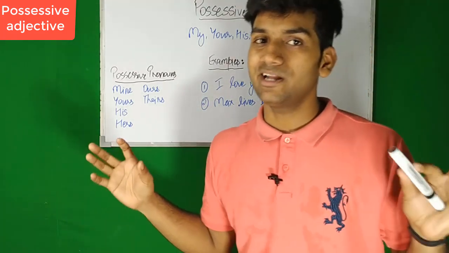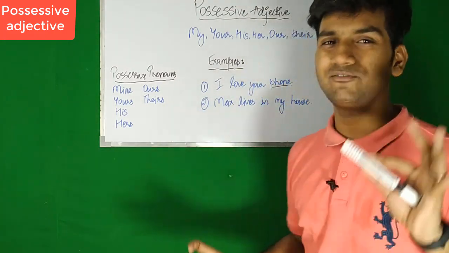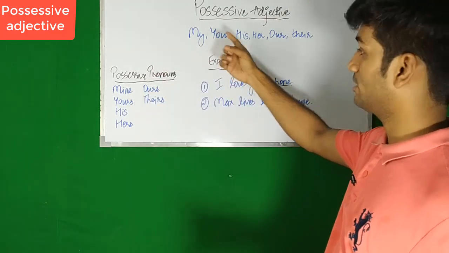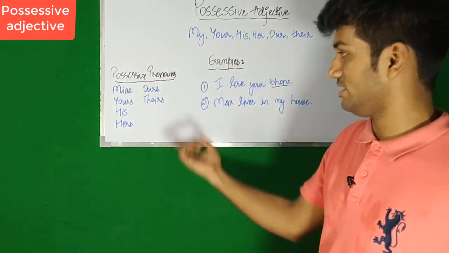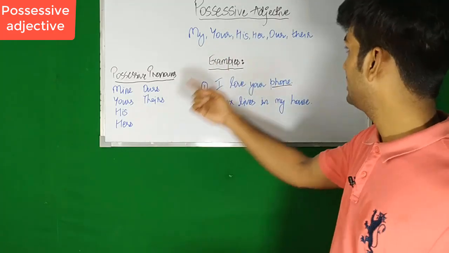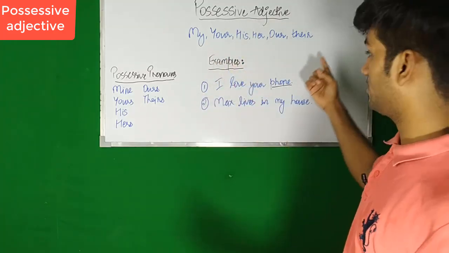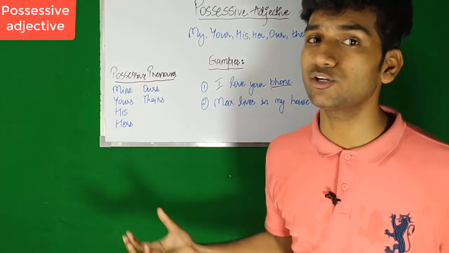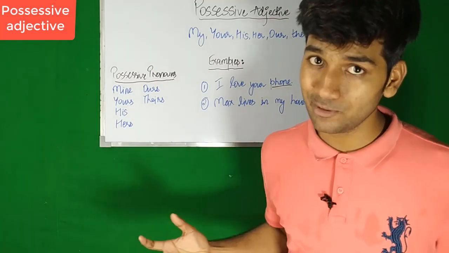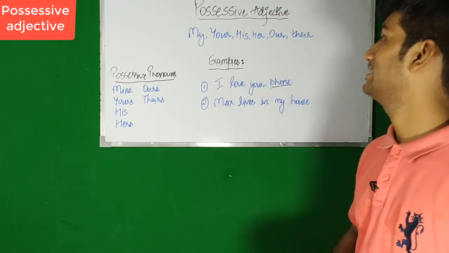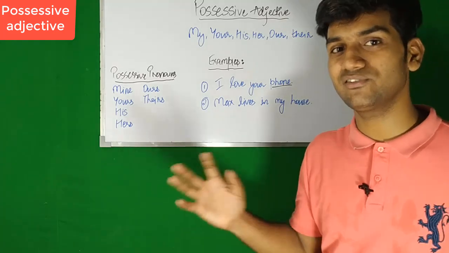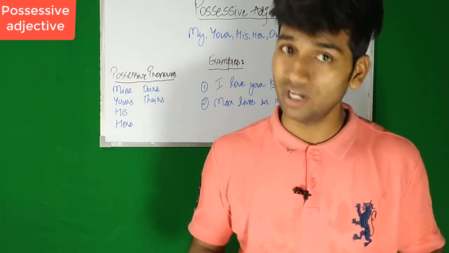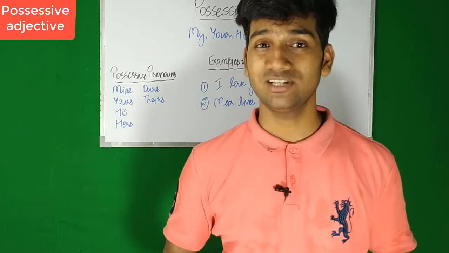So possessive pronouns are also similar, but they're very different. My becomes mine, your becomes yours, his remains his, her becomes hers, our becomes ours, and their becomes theirs. Again, we know the trick that we do not use a noun after a pronoun, but we do use a noun after an adjective. So this is the difference between possessive adjectives and possessive pronouns. I hope you've understood what a possessive adjective is.